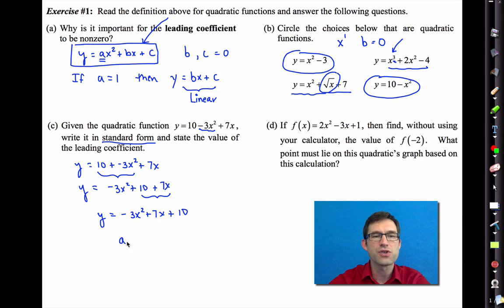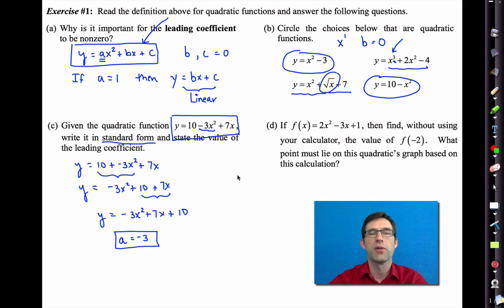And the leading coefficient is now negative 3, and that's actually quite important. It could be easy if you're looking at it in this form to think, oh yeah, there's a 3 multiplying the x squared. But the leading coefficient here is negative 3. It's called a leading coefficient because written in standard form, it's the first coefficient you see.